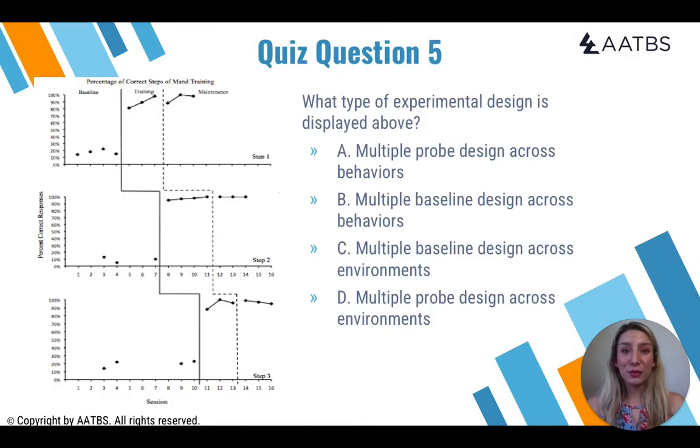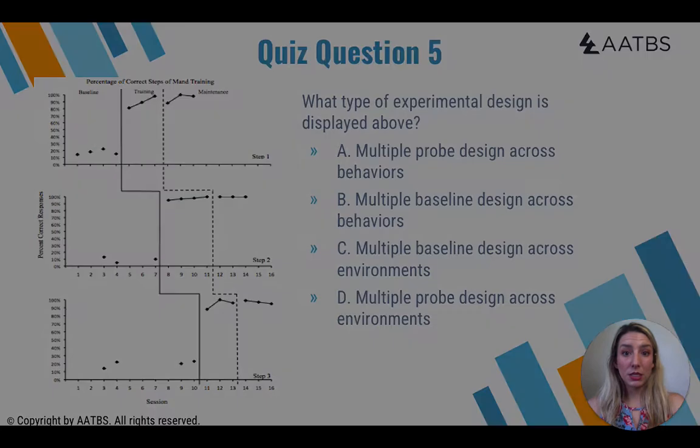All right, let's move on to question 5. How's everyone doing? Doing well so far? All right. What type of experimental design is displayed above? Our answer choices include A, a multiple probe design across behaviors, B, a multiple baseline design across behaviors, C, a multiple baseline design across environments, or D, a multiple probe design across environments.